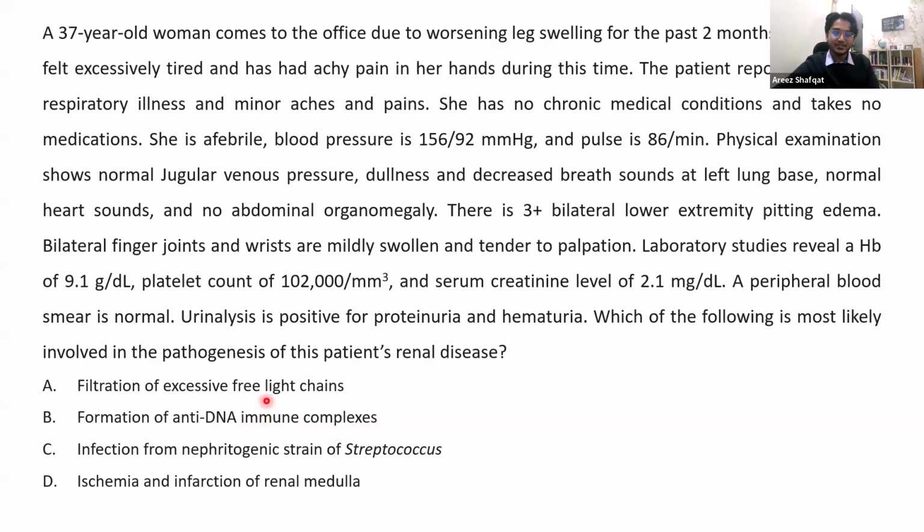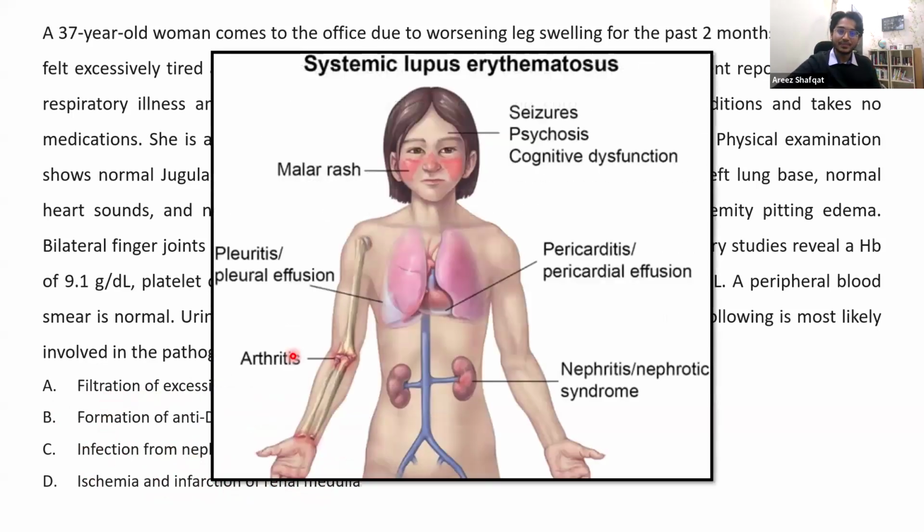Okay. Filtration of excessive free light chains, again, that refers to amyloidosis. This refers to post-streptococcal glomerulonephritis. She has no history of a skin infection. Ischemia and infarction of the renal medulla. This refers to renal papillary necrosis. This case isn't that either. Okay, good. So this is lupus.